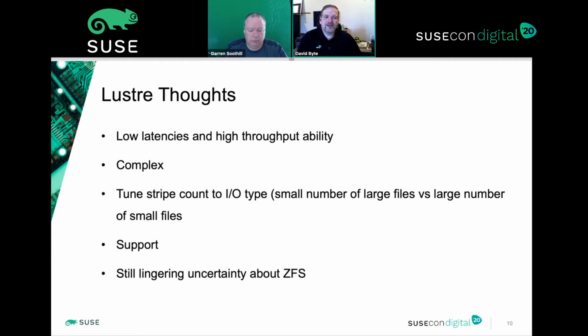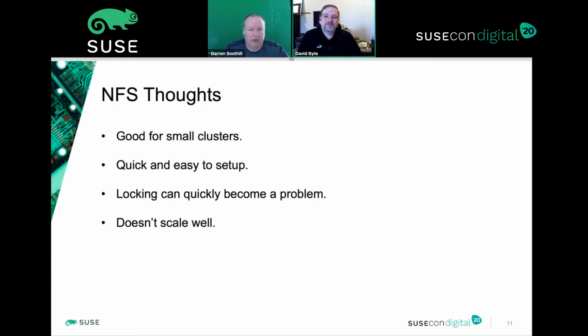So next, I'll let Darren talk about NFS. Yeah, so NFS is obviously a granddaddy of the internet. It's something that's been around for a long time. For small clusters, this is probably a very good answer. Quick and easy to set up. Depending on the workloads you're doing, though, locking can become a problem. And because of the way that locking's done, it doesn't scale that well because everything is running through potentially a single point when you're trying to connect to the storage.